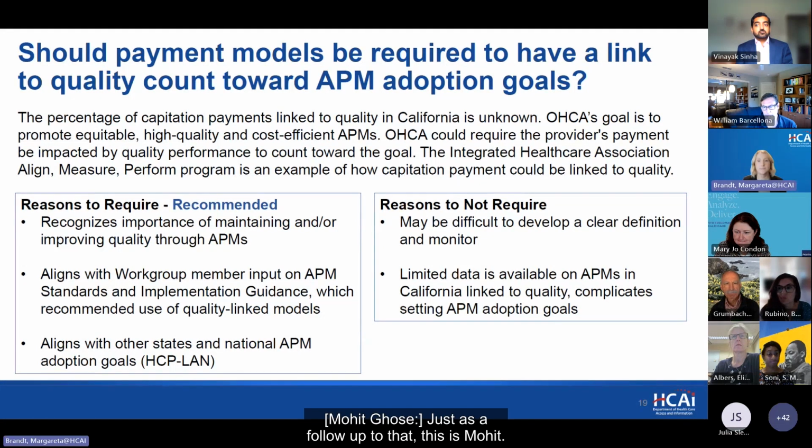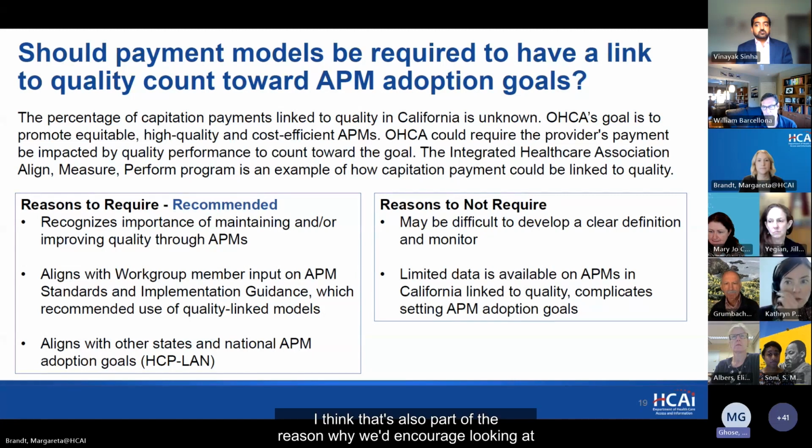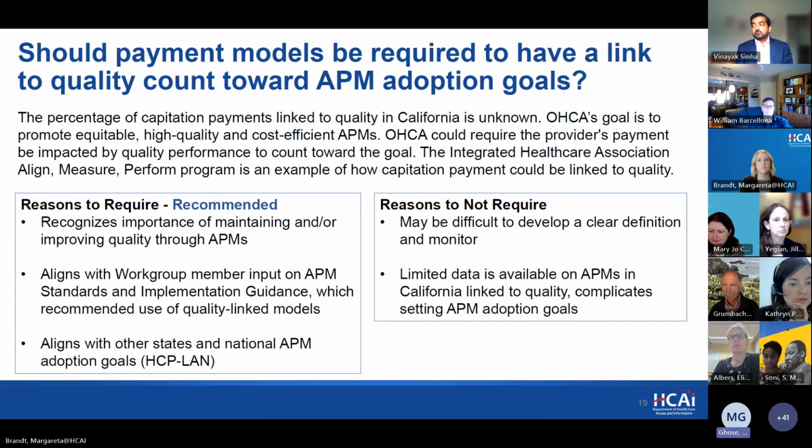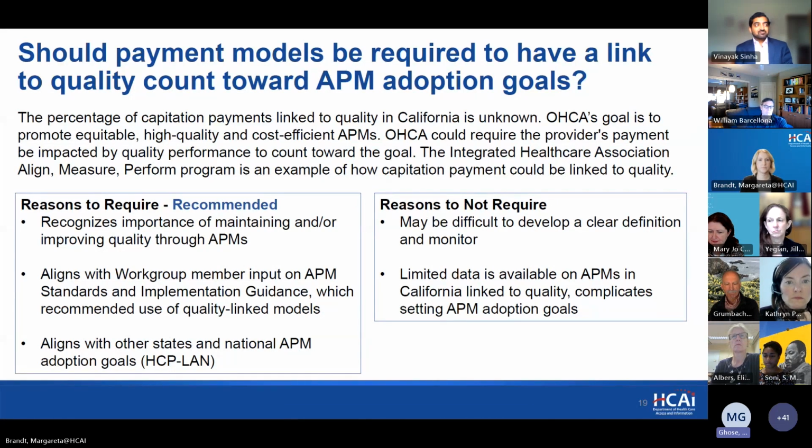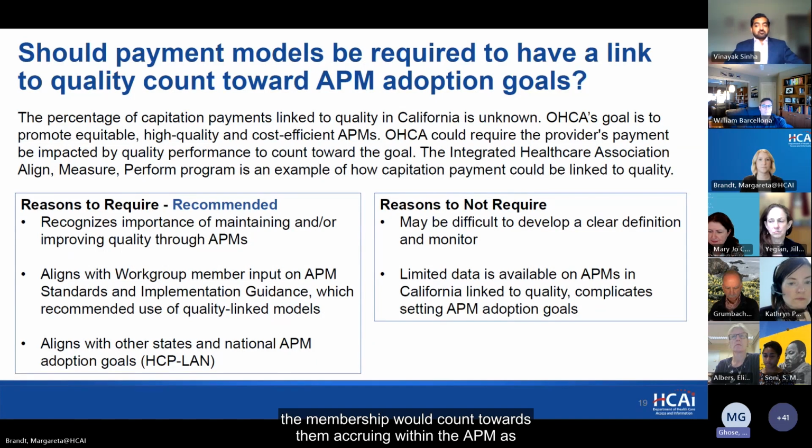Just as a follow-up to that, this is Mohit. I think that's also part of the reason why we'd encourage the goals be set more along the idea of the number of members attributed to that APM arrangement rather than the spend, because in smaller primary care practices, the membership would count towards them accruing within the APM as opposed to a total spend of our APM program writ large.